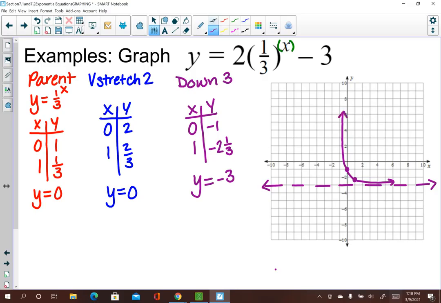I knew this was an exponential decay because my base was 1/3, which is a fraction between 0 and 1. So in order to graph exponential functions, you need to have some awareness of whether you are starting with the exponential growth graph or the exponential decay graph. And then you also have to keep track of what your transformations are doing to that graph. The hardest part about these is really any reflections.